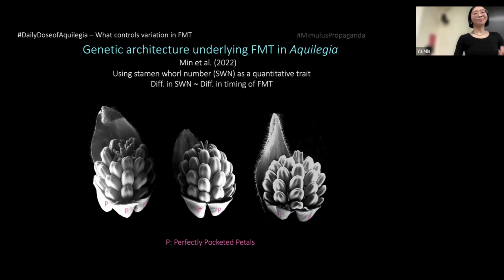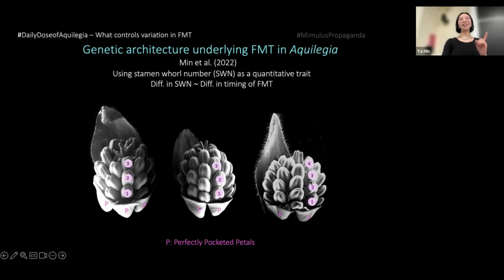Let's do a little practice. So here we have 3 tiny cute F2 flowers that I have. If we're going to count the number of stamen whorls that are positioned right above the petals, how many does this one have? 3? How about this? Above petals? 3? How about this?